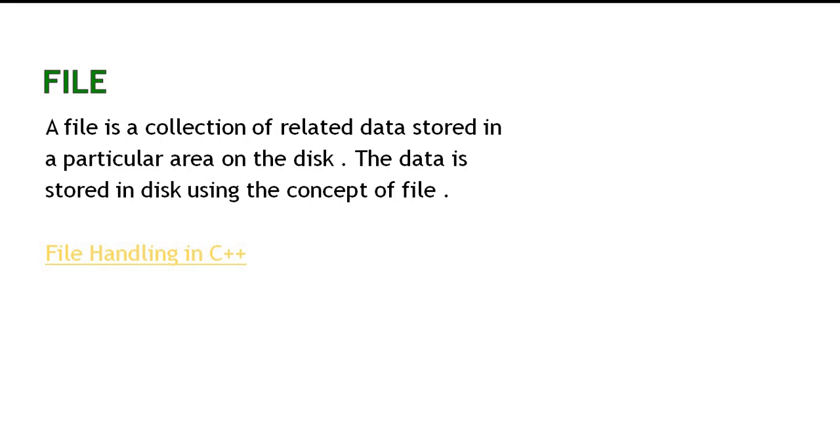File handling in C++ is a mechanism to store the output of a program in a file and help perform various operations on it. A file helps store this data permanently on a storage device. The term data is commonly referred to as known facts or information. A file is a collection of related data stored in a particular area on the disk. The data is stored on disk using the concept of a file.